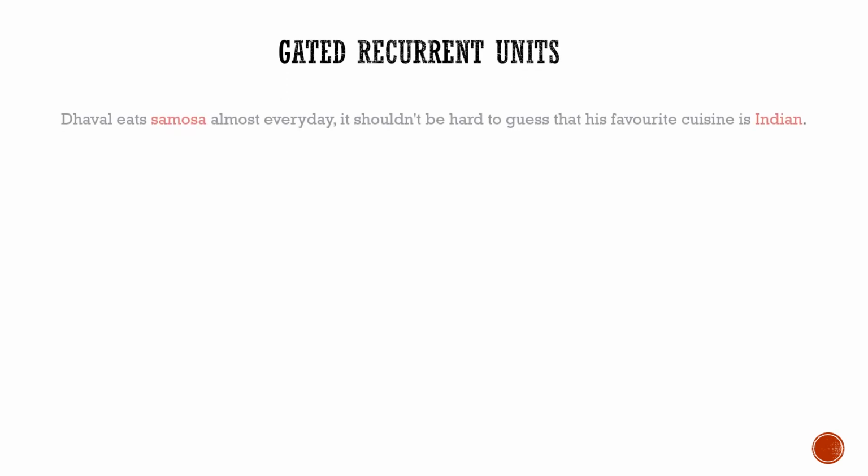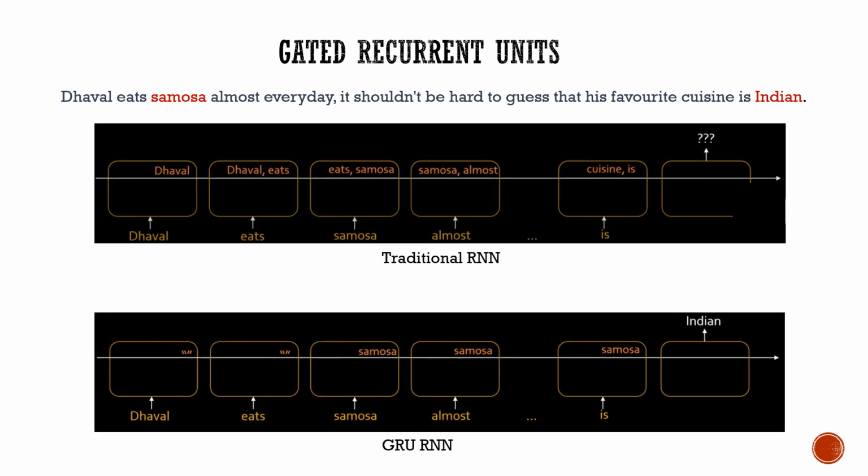To get a clearer understanding of gated recurrent units, look at this example sentence: Dhaval eats samosa almost every day. It shouldn't be hard to guess that his favorite cuisine is Indian. Here we are trying to predict the output as Indian from the previously generated information that Dhaval eats samosa. So the input that needs to be memorized to predict the output is samosa.